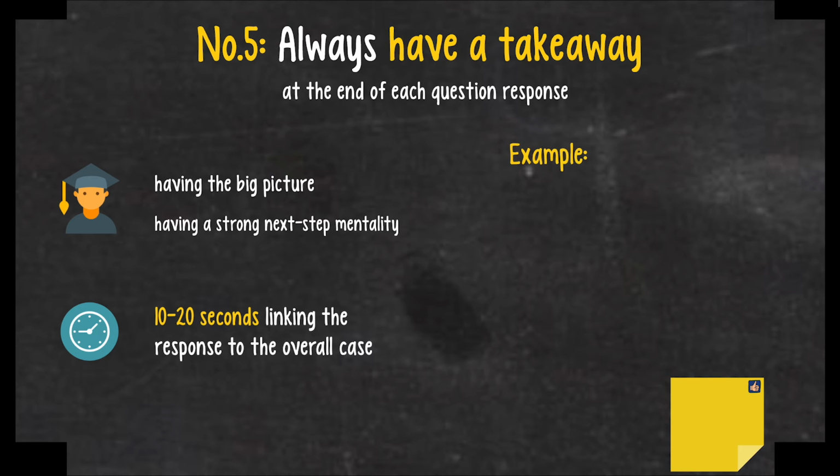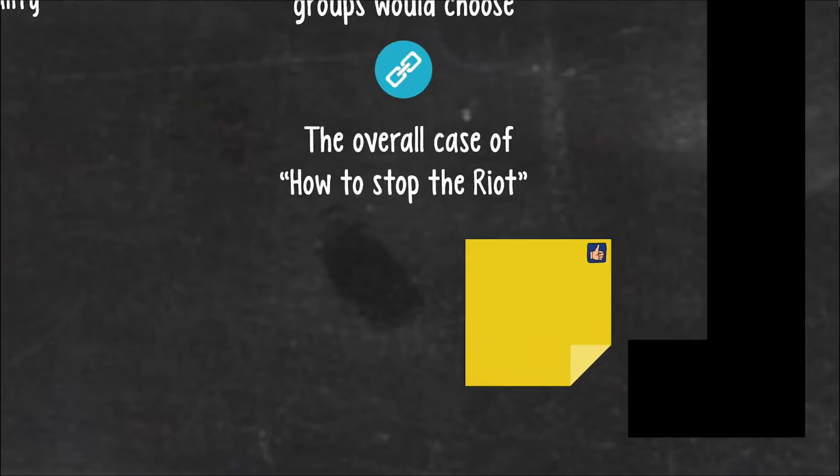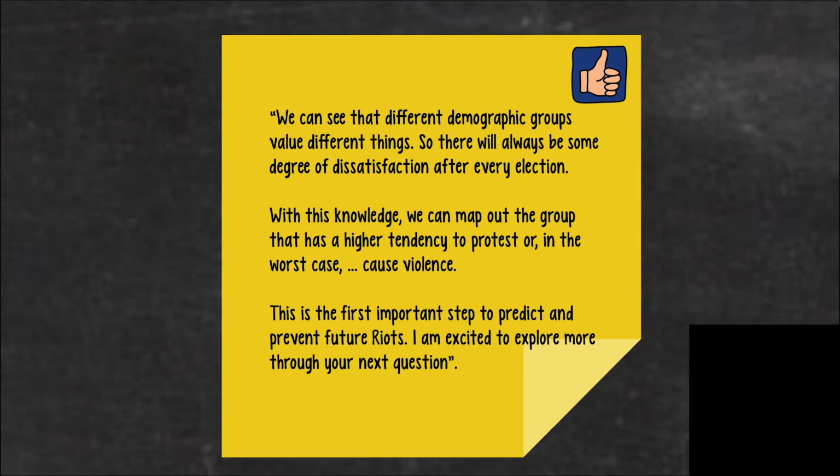For example, continue with the above question. At the end of the response, after detailing all factors that voters of various groups would choose, link it to the overall case of how to stop the riot, like this. We can see that different demographic groups value different things, so there will always be some degree of dissatisfaction after every election. With this knowledge, we can map out the group that has a higher tendency to protest or, in the worst case, cause violence. This is the first important step to predict and prevent future riots. I am excited to explore more through your next question. As a McKinsey consultant, it's very satisfying to hear pitches like this one.